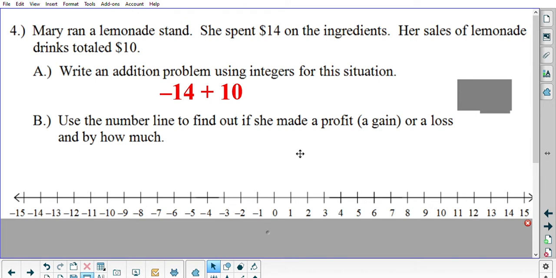Okay, part B. Can you do this on your own? Let's see if you can. Hit pause on the video. Do the modeling above the number line, just like I've been teaching you on part B of number 4. So hit pause, do part B, then hit play when you're ready to see how you did.